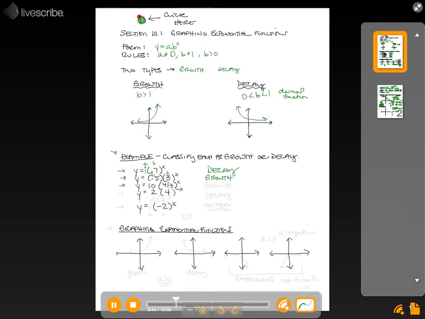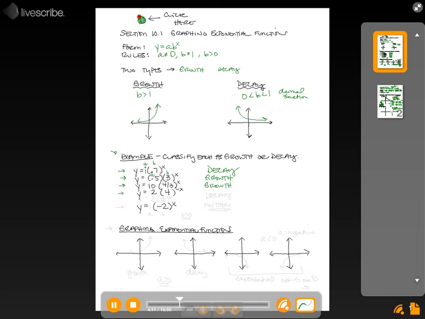Third example. y equals 10 times 4/3 to the x power. Based on looking at this, a common mistake is people say, oh, it's a fraction. Fraction means it has to be between 0 and 1, so this is decay. They're wrong because 4/3 is a fraction that's greater than 1. It's an improper fraction. So since our fraction is greater than 1, this is growth.